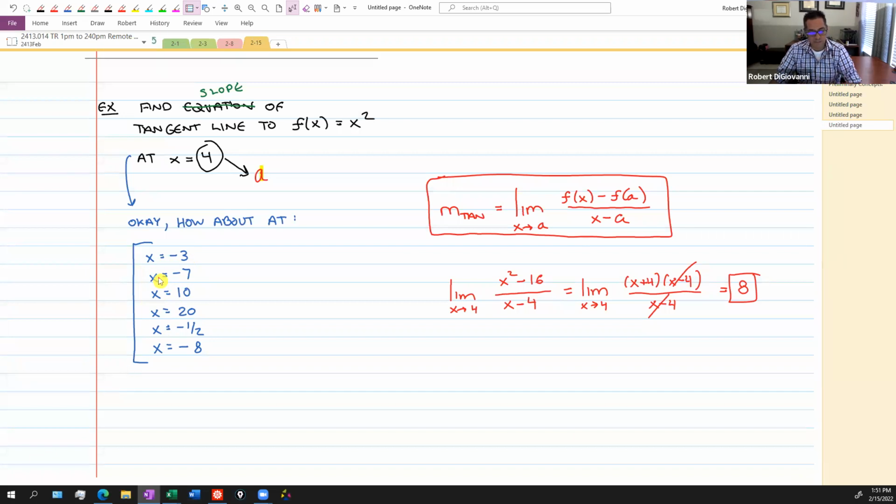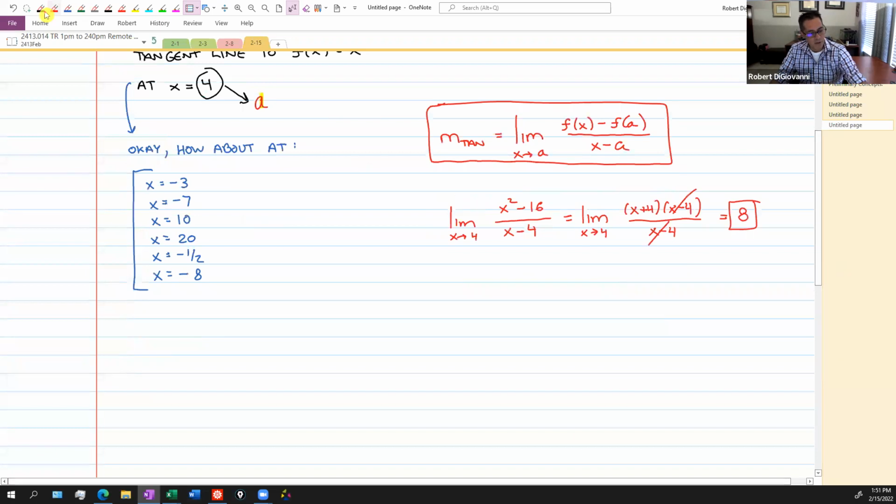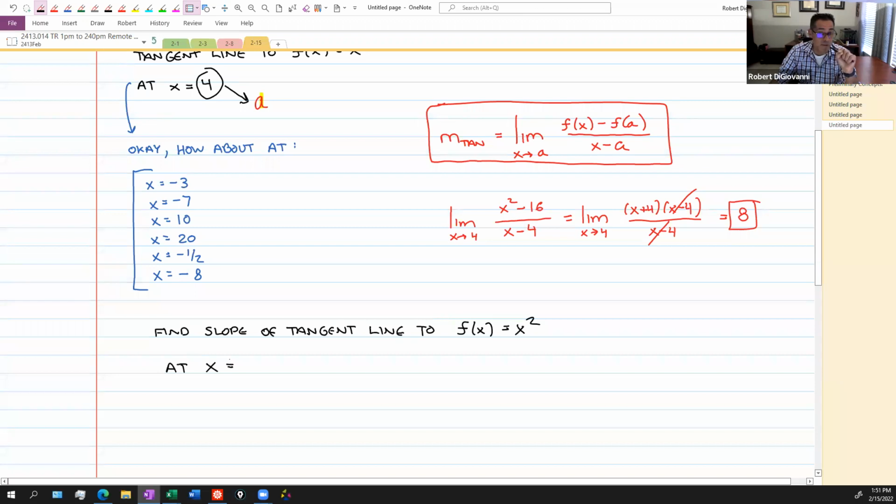So watch this. I'm now going to ask you to find the slope of the tangent line to the function f of x equals x squared at x equals, now watch, I'm going to be clever. Instead of me actually fixing the value at 4 or -3 or -7 or 10 or 20, I'm going to leave it arbitrary. I'm going to leave it variable. I'm just going to leave it at a. And I'm going to run through the problem.